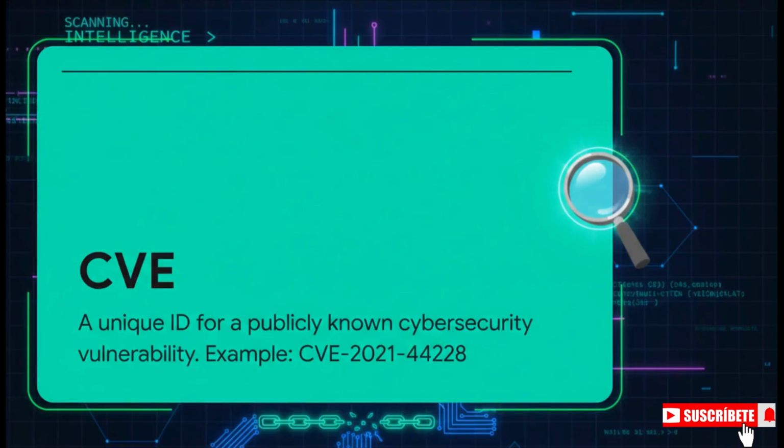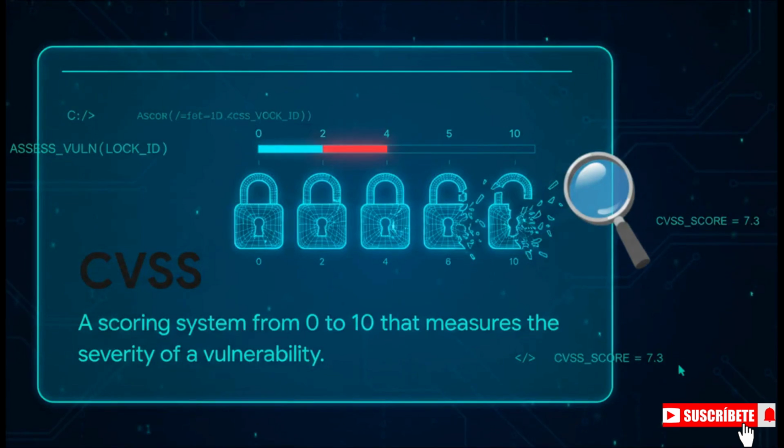First up is the CVE. Think of a CVE ID as a unique serial number for a single, publicly known vulnerability. It's like the model number for that specific broken lock. So if you tell another security person CVE-2021-44228, they know exactly what flaw you're talking about. No confusion.